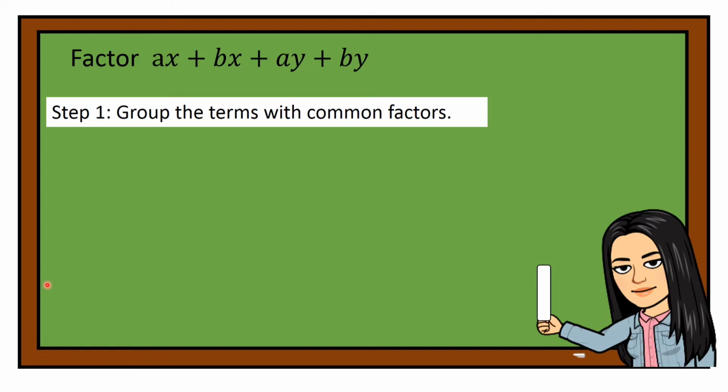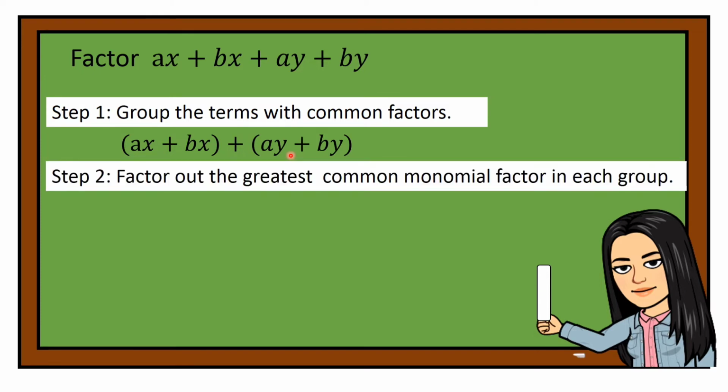Step 1. Group the terms with common factors. So we have here two groups. The first group is the quantity ax plus bx, plus the second group, the quantity ay plus by. Step 2. Factor out the greatest common monomial factor in each group.